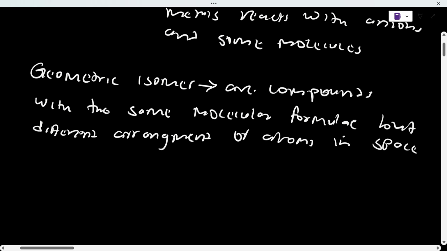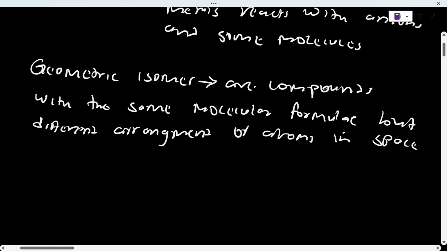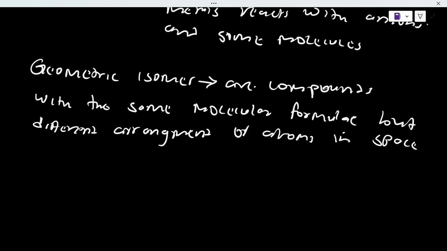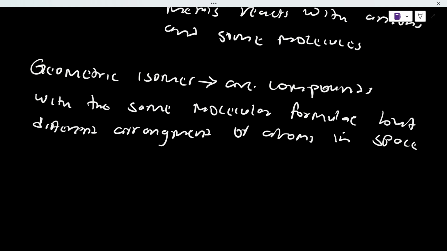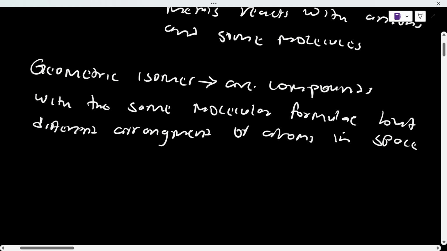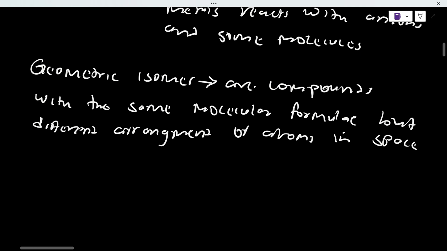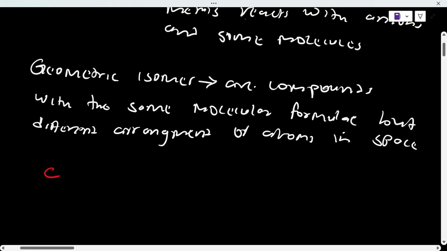Now, from the definition of geometric isomer, we can deduce that geometric isomers can exist in two different ways. And these ways include cis and trans isomers. You can have cis and trans geometric isomers.